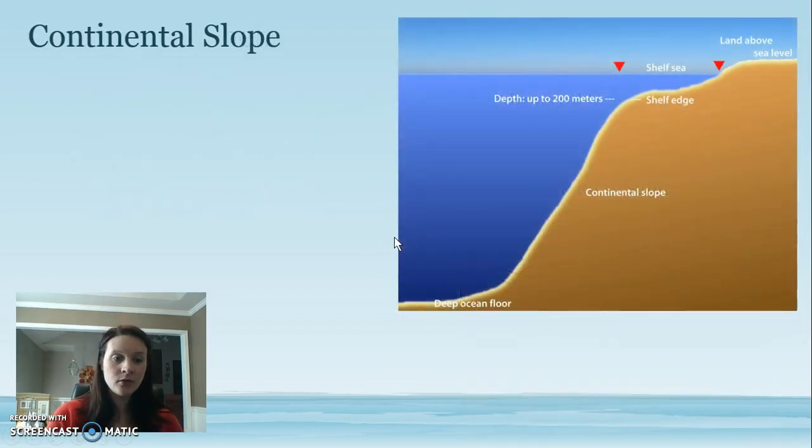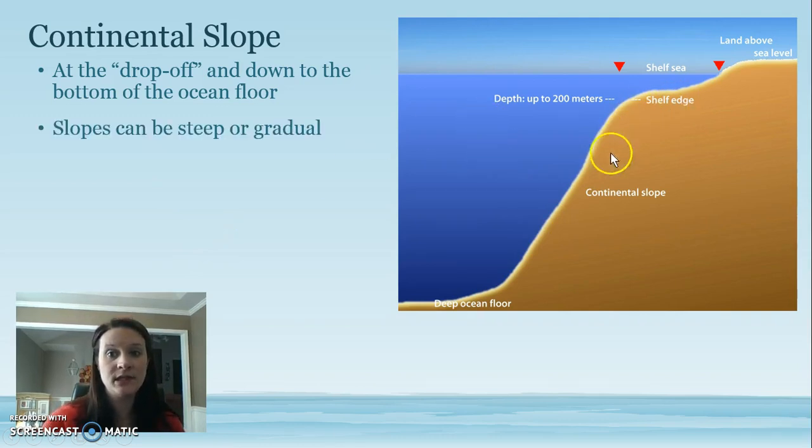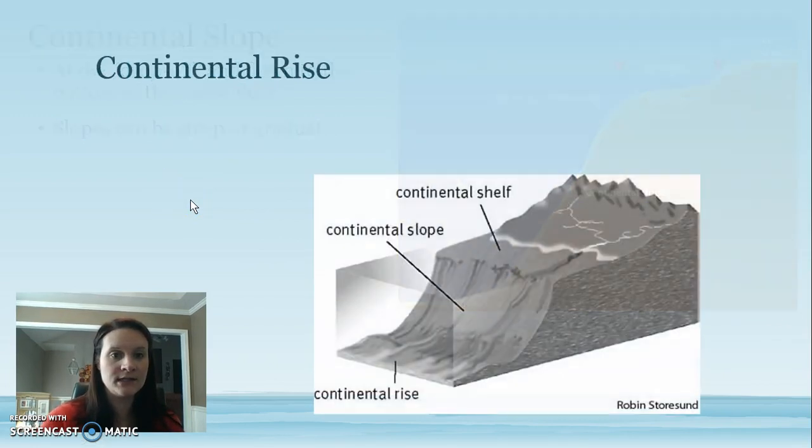If you keep going, you are now on the continental slope. This is that drop-off point I told you about. Eventually you'll reach that spot where the floor just seems to drop out and starts to really head down towards the depths at the bottom of the ocean floor. The continental slope is certainly the largest section of the journey down to the bottom. It can be steep or gradual. Again, it depends on the coastline of that continent.